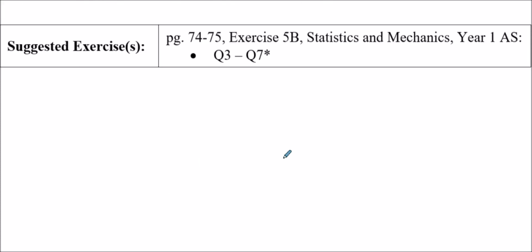So now it's over to you to try some of these independently for your independent study. So what I want you to do in the books, turn to page 74 and 75, it's exercise 5b, and attempt questions 3 through to question 7. Okay, so there's 5 questions there to have a go at.